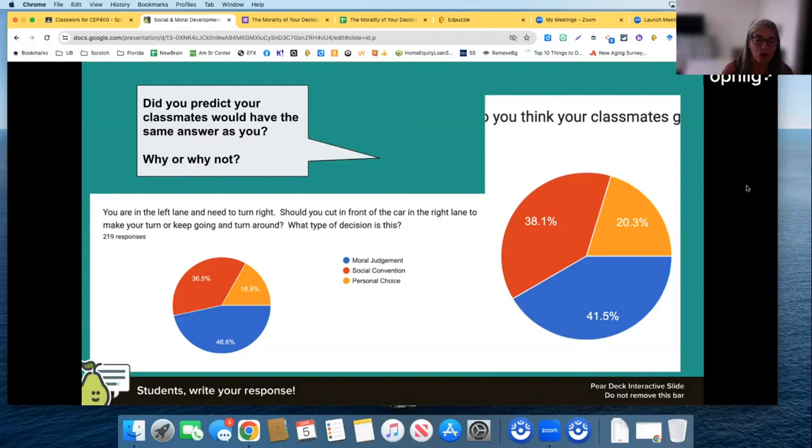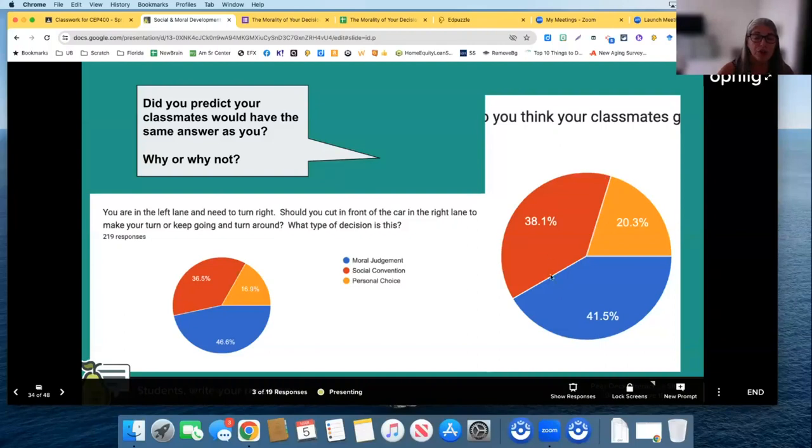What kind of a decision is this? Is this a moral judgment? Is it morally wrong to cut in front of someone? Is it a social convention that you probably shouldn't cut in front of someone? Or is this just a personal choice that's not hurting anyone one way or another? So this is what you thought, and this is what your classmates thought. So you see there's a little bit of a difference here, not too much of a difference.